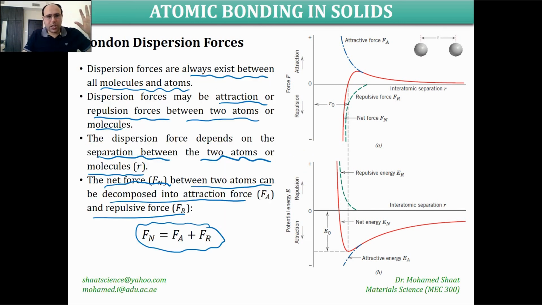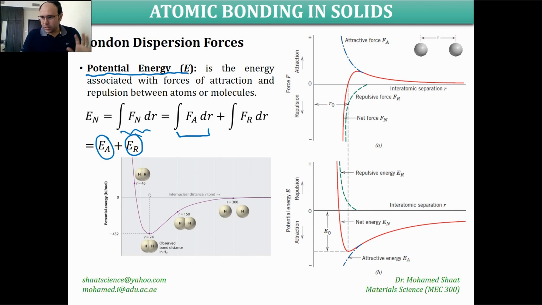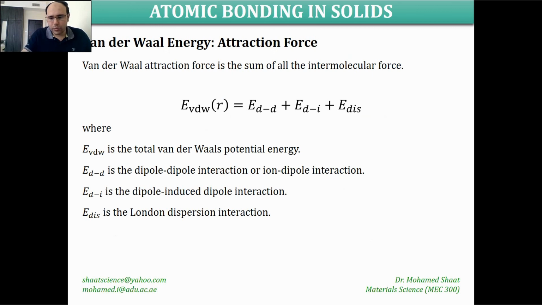So generally speaking, we said that the London dispersion force depends on the distance between the two molecules, and since there is a force, definitely there is an energy. And the magnitude of this force or energy depends on the distance between these two molecules. It could be repulsive or attractive depending on the distance between them. Very close to each other, this force and energy will be repulsive. At a certain distance, a quite good distance between them, this force or energy will be attractive. And this is what we would like to demonstrate over that point.